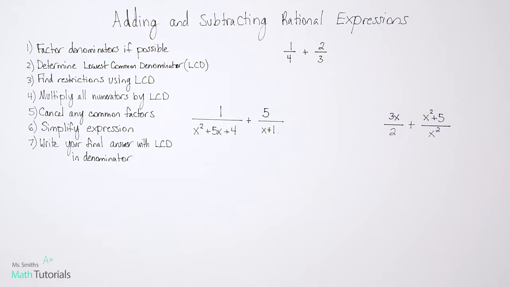Restrictions are kind of parameters to say, okay, here's our answer, but X cannot be these things. Then we're going to move to step 4. We're going to multiply all numerators by the LCD. So the LCD is a really important thing to make sure we have right. Step 5 is to cancel any common factors. Step 6, simplify the expression. And step 7, to write your final answer with the LCD in the denominator. That's a really easy step to forget, but it's so important to do.